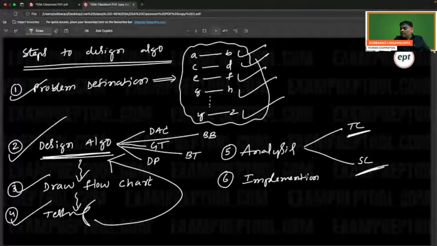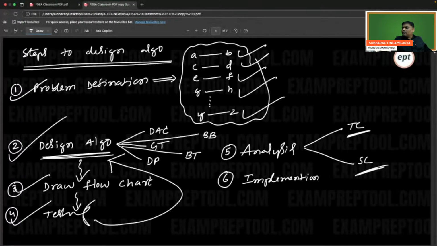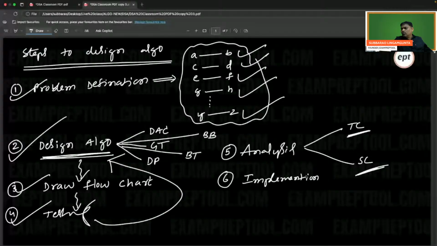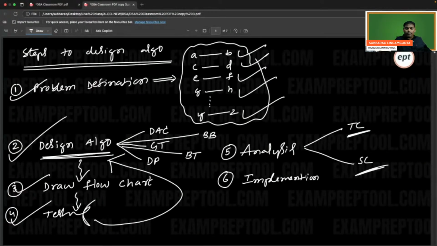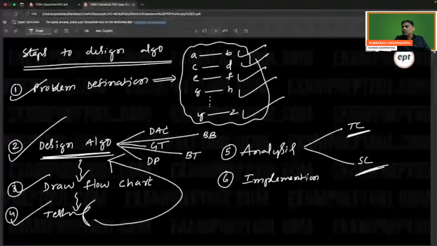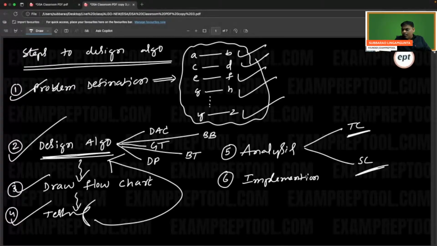Some people will implement first, then analyze. That is also okay. The only thing is you are analyzing the program. If time complexity is good, continue. If not good, throw that one, write once again, one more algorithm, one more program, then you can implement. So different models are there. So these are all the 6 steps, indirectly, directly. Some company will make these 6 steps into 20 steps, depending upon how many employees are there. More employees, more steps. Fewer employees, fewer steps.